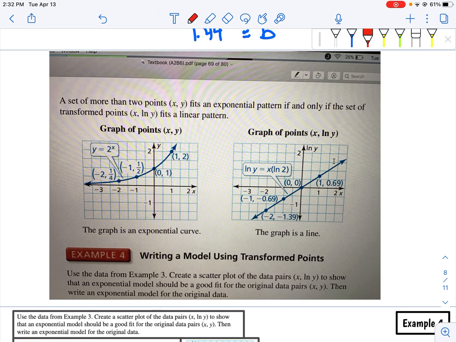Like this image says, a set of more than 2 points fits an exponential pattern if and only if the set of transformed points (x, ln of y) fits a linear pattern. So what we are getting into now is a line of best fit, which I do not think you guys have seen before, but a line of best fit means that we could have a set of points, like an exponential set of data, and we are trying to write a line that averages those points. Okay, and makes a line of best fit, a line in the middle of those points.